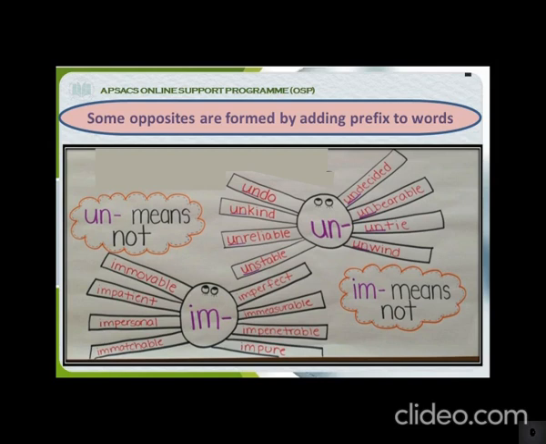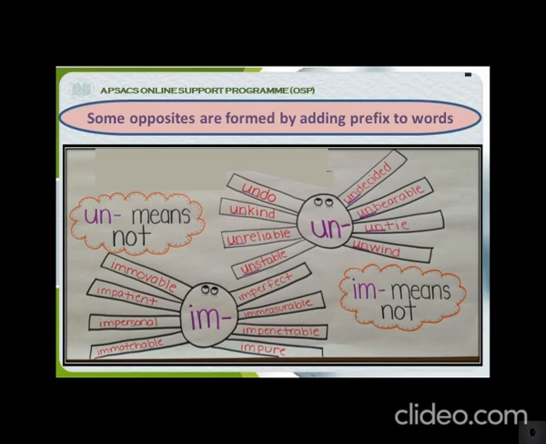For example, when you add un to do, it becomes undo. When we add un to kind, it becomes unkind. That means we are changing the word to its opposite by adding a prefix. Same goes for im. Someone is perfect, but when we add im to the word perfect, that person becomes imperfect.